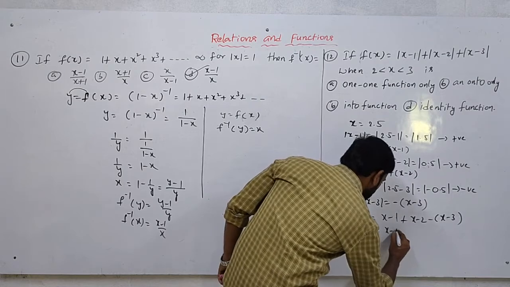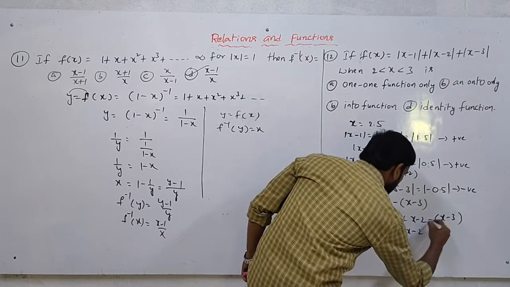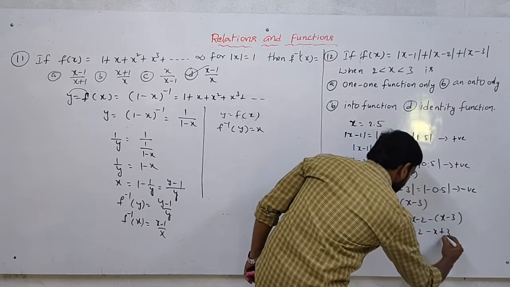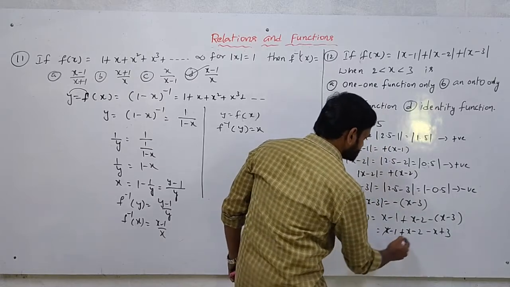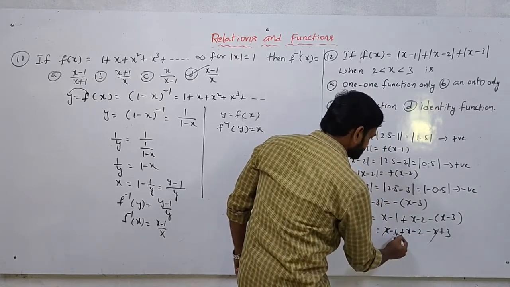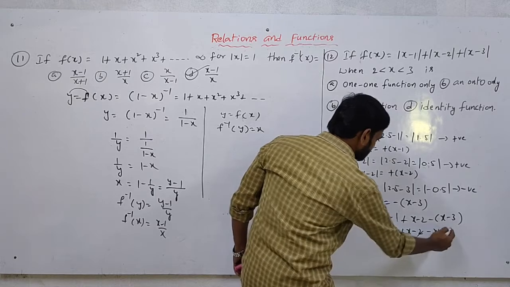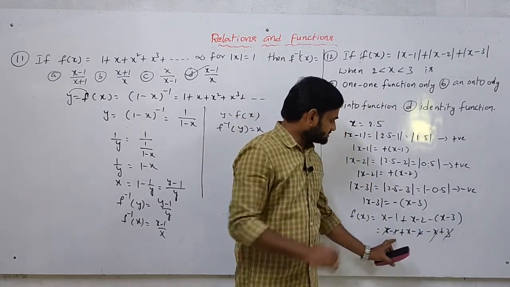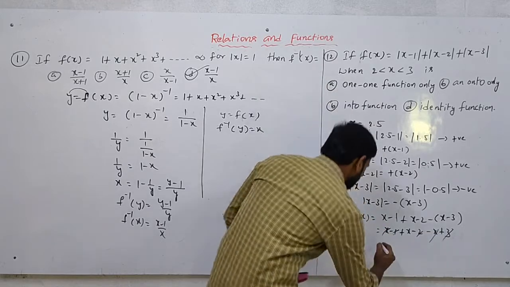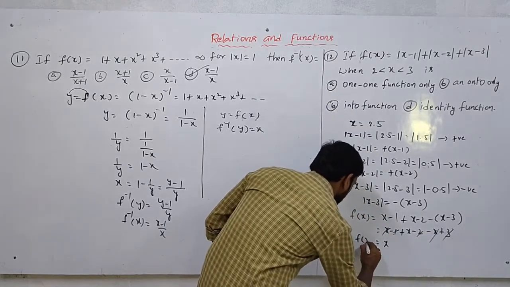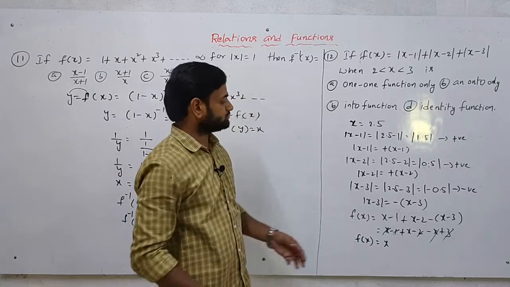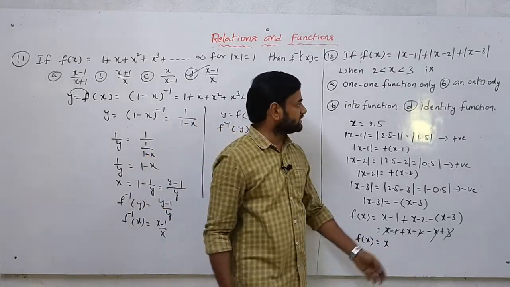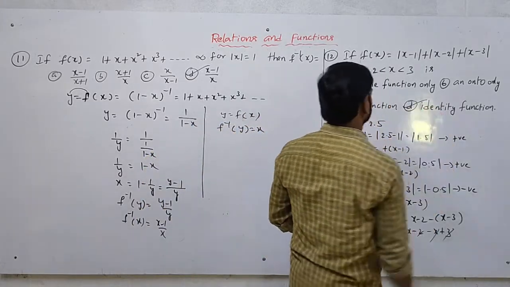So that is x minus 1 plus x minus 2 minus x plus 3. So x cancels. Minus 1 minus 2, minus 3 plus 3 cancel. Now what is remaining? x. f of x equal to x. f of x equal to x means it is the identity function.